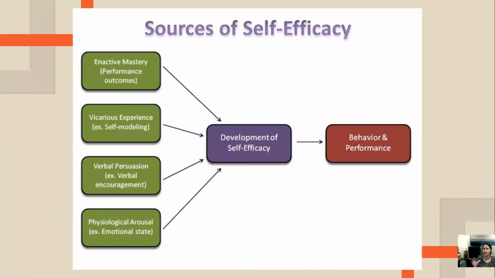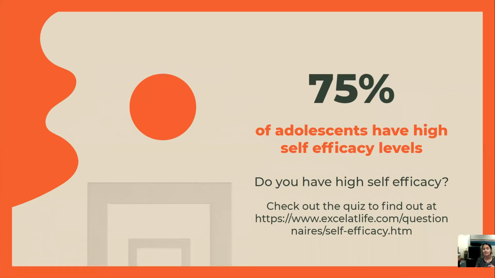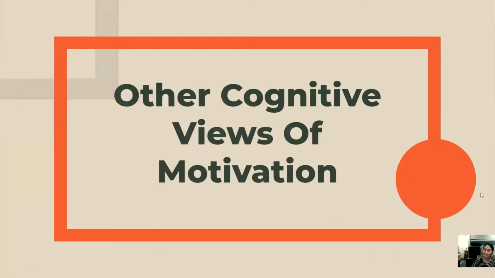This is just a quick graph just explaining where self-efficacy comes from and how it ties into your behavior. And 75% of adolescents actually have high self-efficacy levels. So do you have high self-efficacy? I encourage you to pause the video really quick and take this quiz and let us know. Jonathan's going to take you on the next part of this chapter.